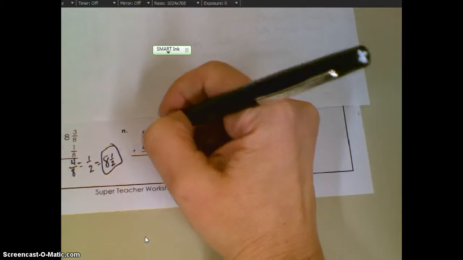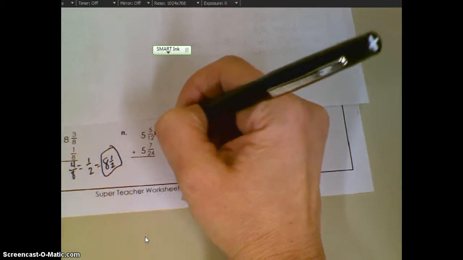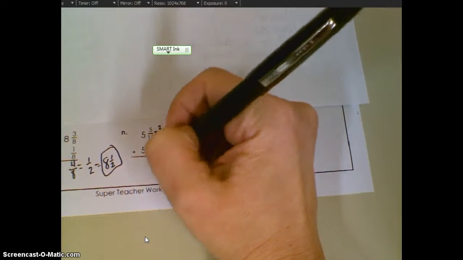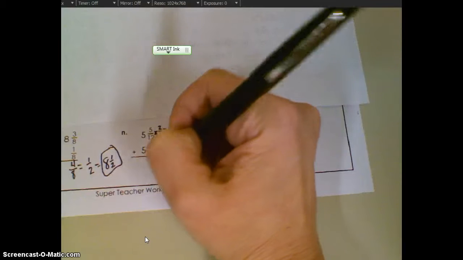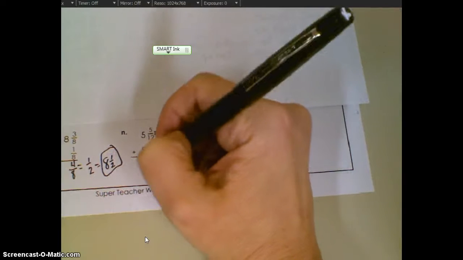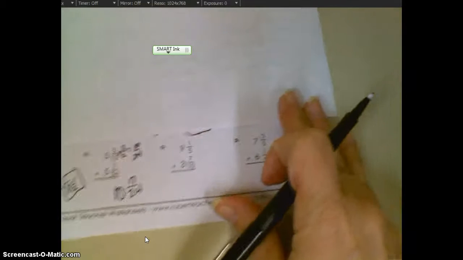Common denominator here of 24, we can multiply it by 2 over 2, and we get 10 24ths. Add your numerator. 10 plus 7 is 17. Common denominator of 24, and now add our whole numbers. 17 is prime. We won't be able to reduce, so leave it at 10 and 17 24ths.